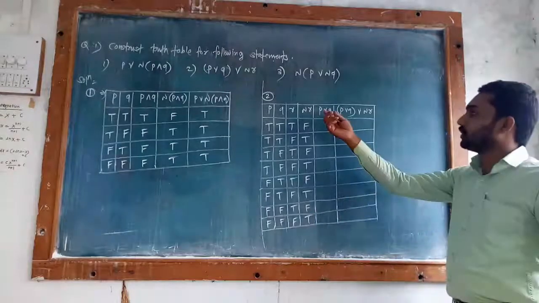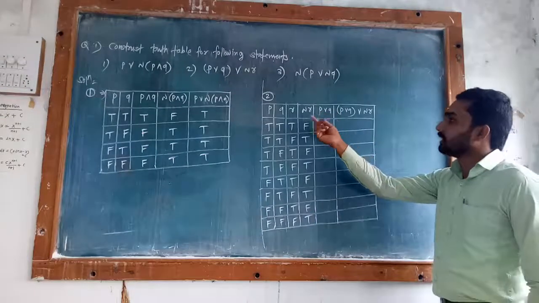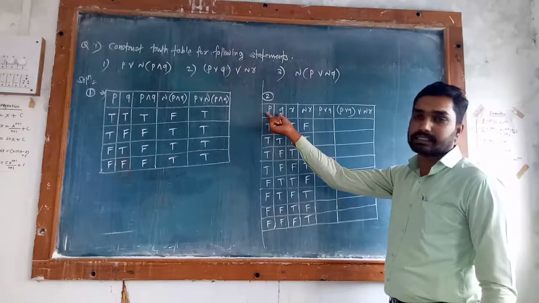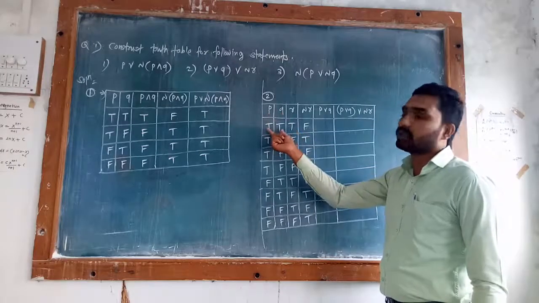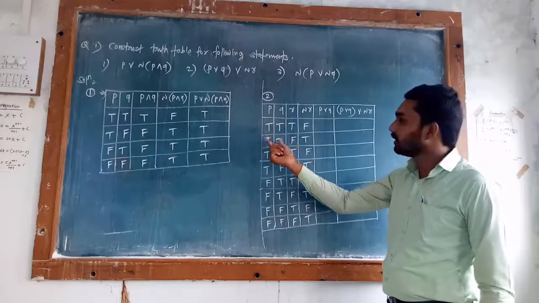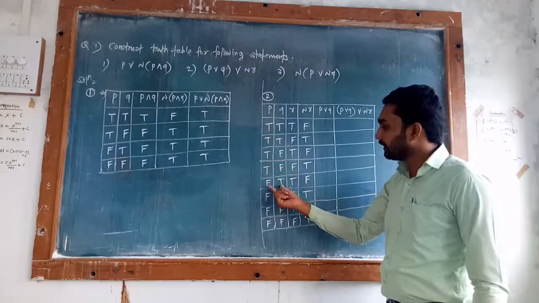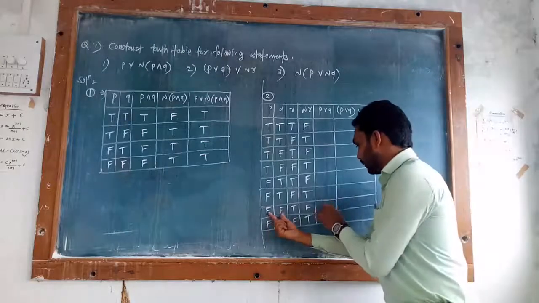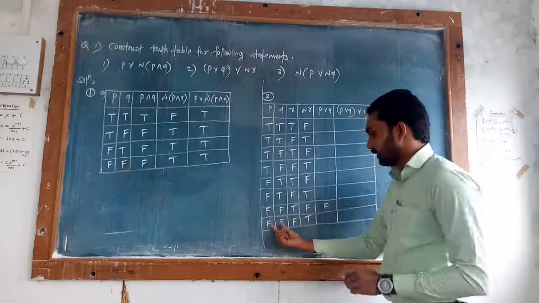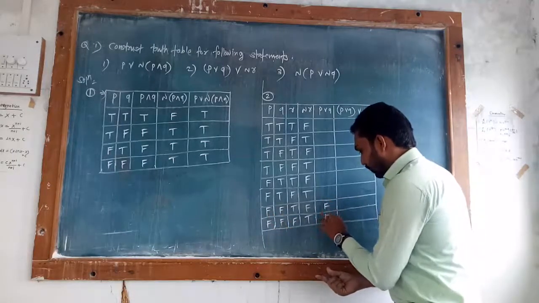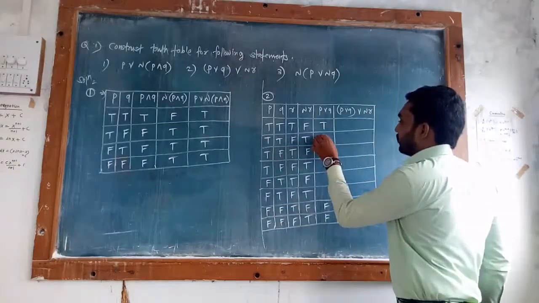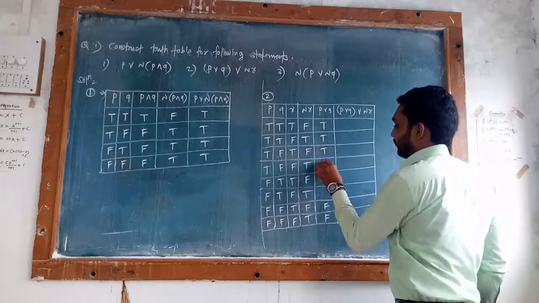Next column for P or Q. That means in the first and second column we will take OR. In this OR, which is a disjunction, if both values are F, then the result value becomes F. In the remaining cases, all the values become T.